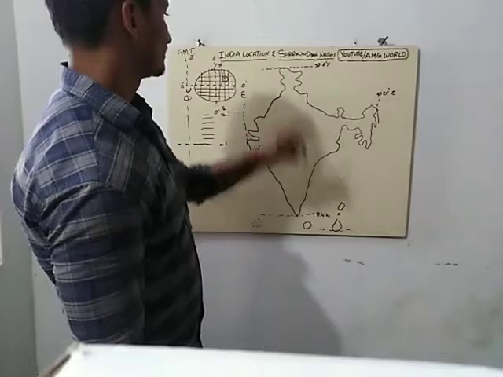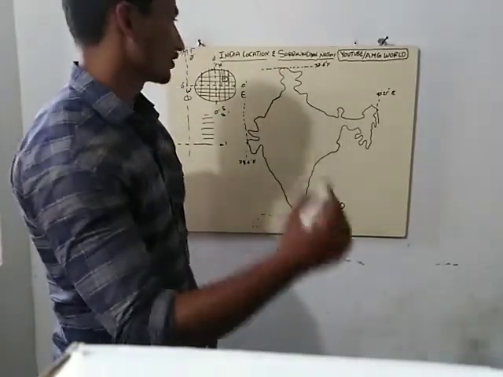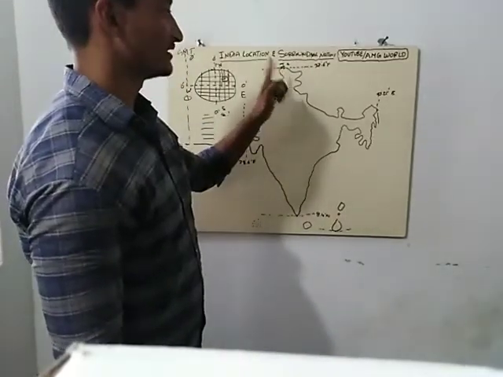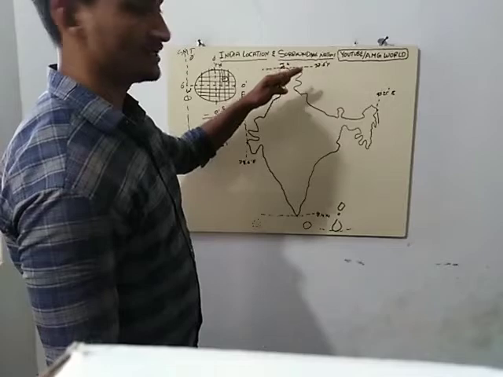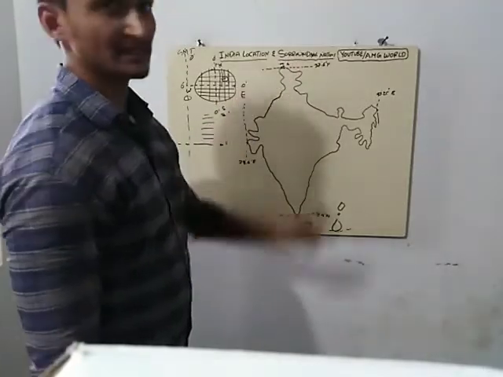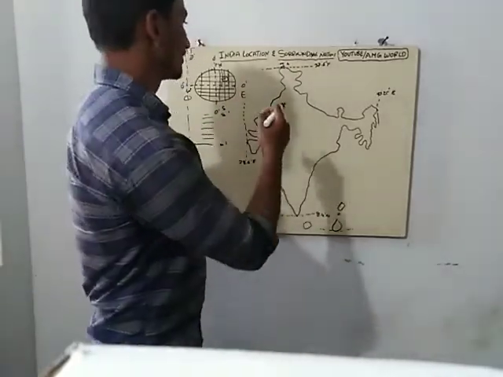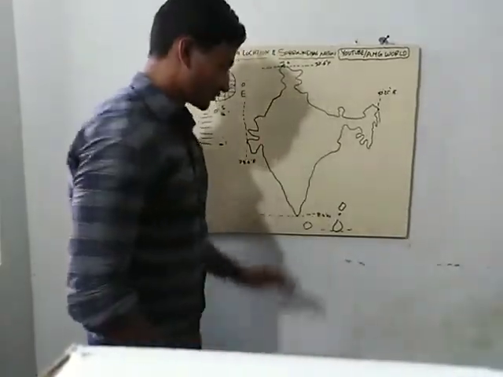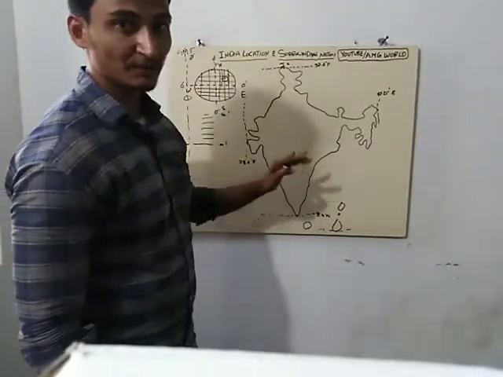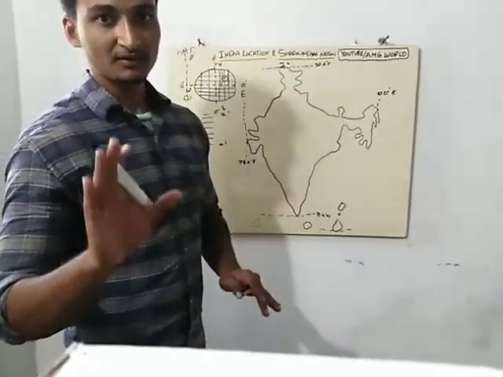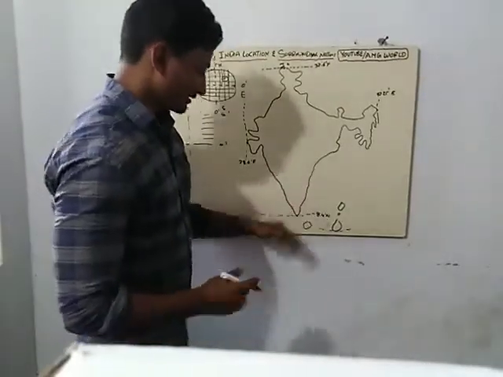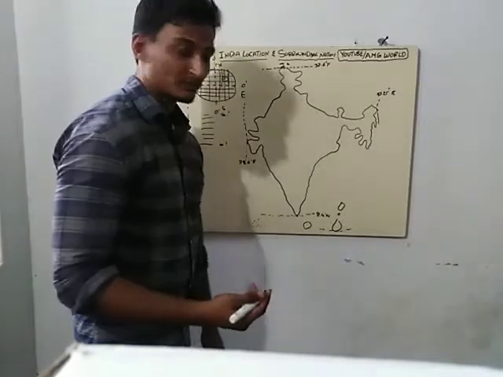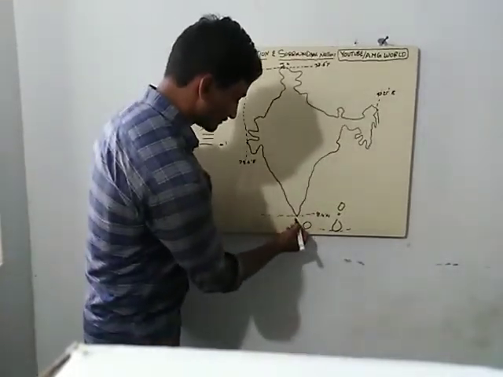So friends, this particular point is called Indira Col. The northernmost point of India is Indira Col, which falls in the Himalayas, in the Ladakh region. And the bottommost extreme portion of the mainland, I am talking about the mainland, I have not considered islands yet. If we consider the mainland, the bottommost point is Kanyakumari.